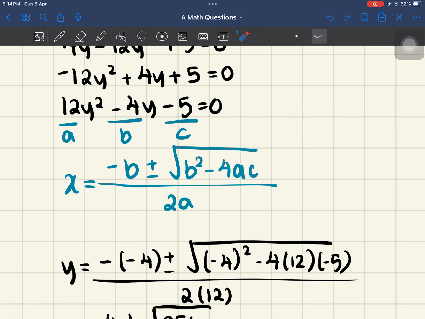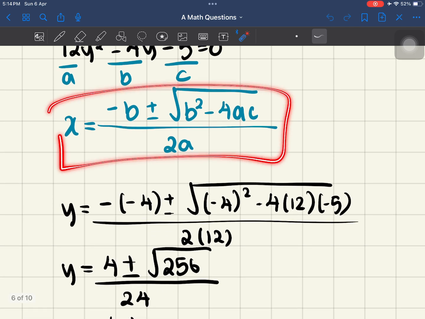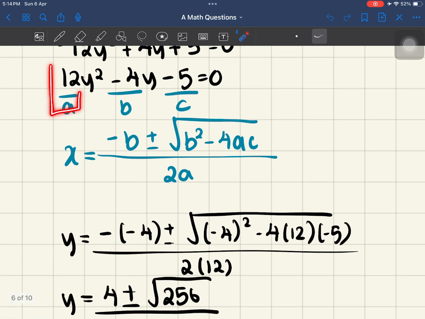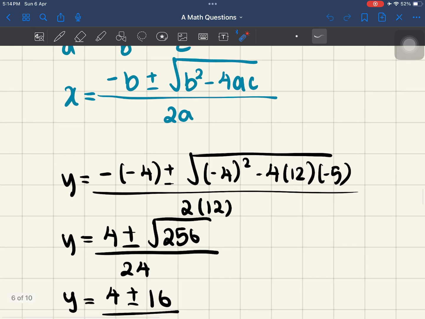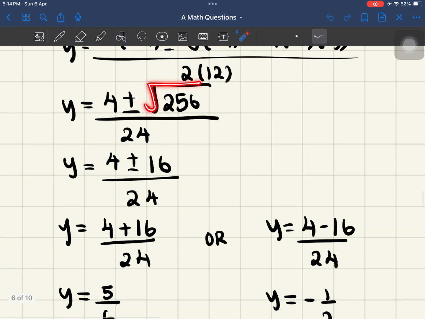What I'm doing here is using the quadratic formula to sub into. So this is the formula for the quadratic equation. I'm going to identify my a as 12, my b as -4, and my c as -5. Then I simply sub in my b here, my b here, and then a, c, and another a here. After that, you key this whole equation into the calculator, and when you do the square root of 256, you should get 16.